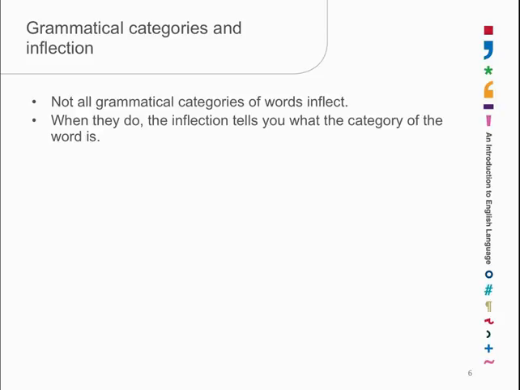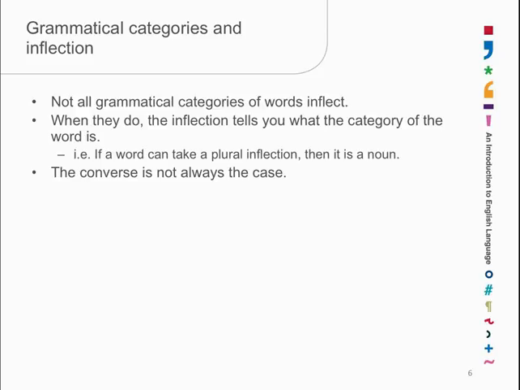Right? But the converse isn't always the case. If you can't add a plural, it doesn't mean it isn't a noun. So the inflection test is not brilliant. It's good as far as it goes, but it's not infallible. Not all nouns inflect for plural. Some grammatical categories don't inflect at all. When we look at prepositions a little later on, we'll find that prepositions have no inflections at all, at least not in English.